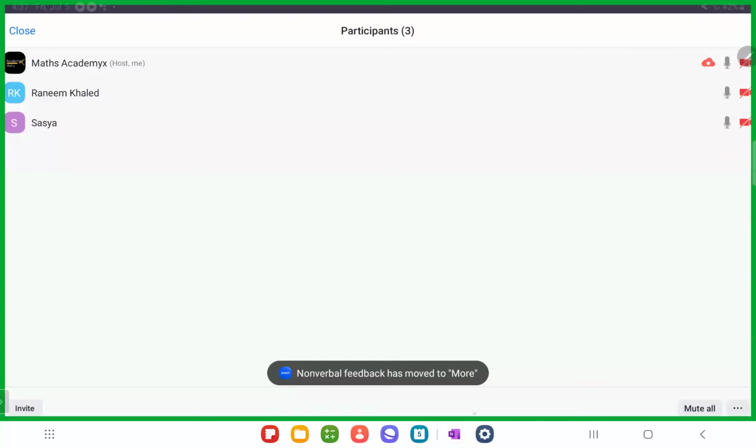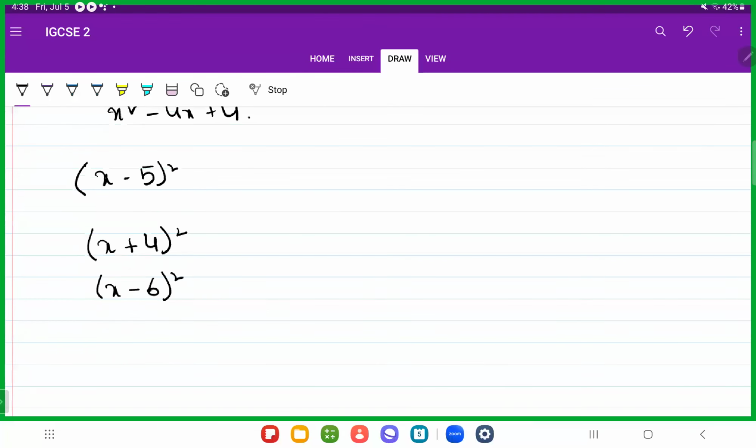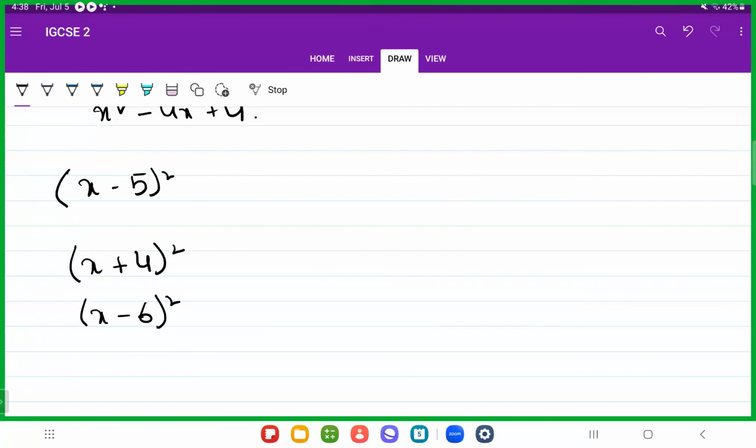Okay. Sasya, I want you to start with the questions now. They will be similar to this. You will just have to expand and then solve. Okay, Exercise 15. I want to start with the first question, all right? Raneem, let me know once you're done so we can check your answers. Miss, can you go through the second one?